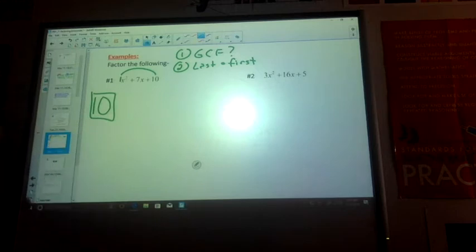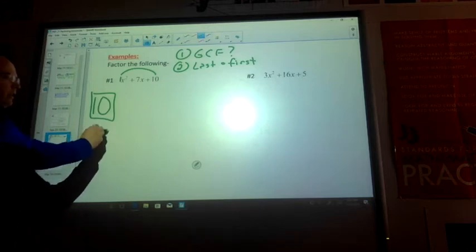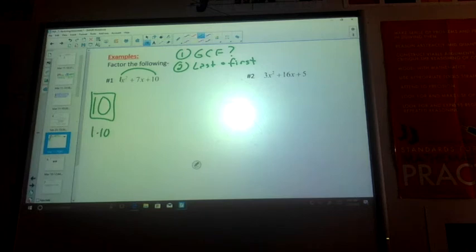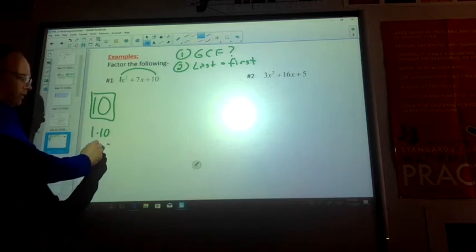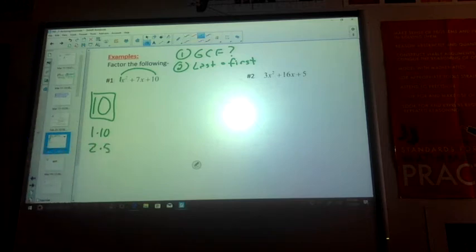So now, I need to think about this. What are the factors of 10? What times what gives me 10? Well, I know that 1 times 10 gives me 10. Everyone feel comfortable with that? What else gives me 10? 5 times 2 or 2 times 5? Does everyone feel comfortable with that?